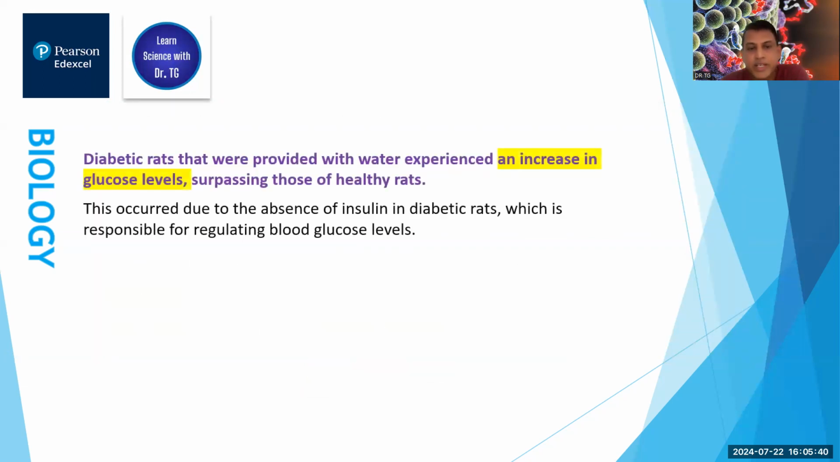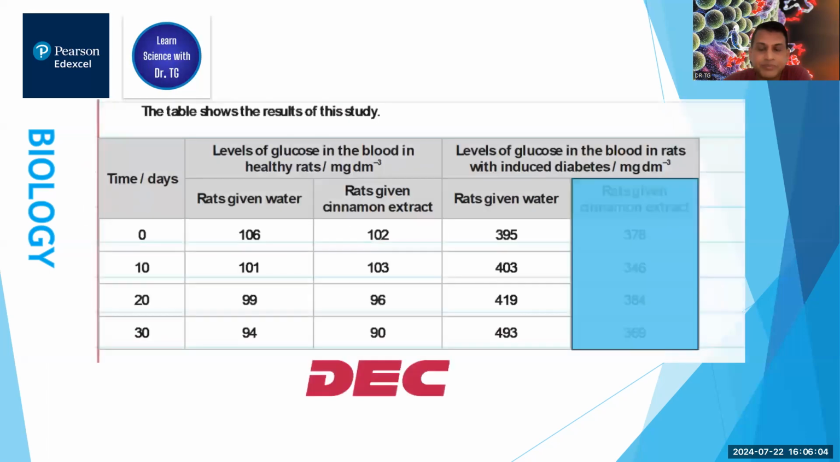Diabetic rats that were provided with water experienced an increase in glucose level surpassing those of healthy rats. This occurred due to the absence of insulin in diabetic rats, which is responsible for regulating blood glucose levels. So their glucose level increases. This is because they have diabetes and insulin is no longer there to control it. Now we are coming to the last group.